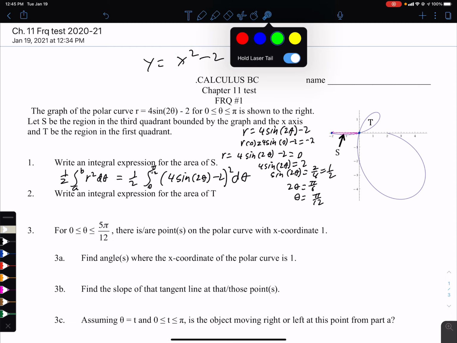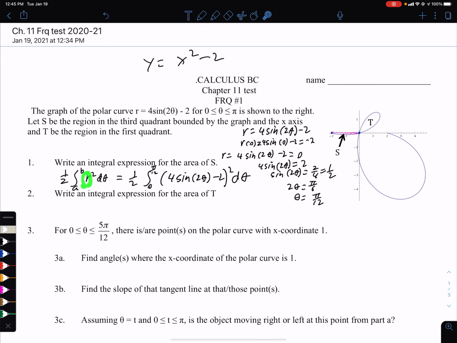So if you leave r, that's not specific. If you just put r squared, I don't like that. You could do this, r of theta equals 4 sine 2 theta minus 2. Technically you could put r of theta squared here, but leaving r is a little sketchy to me. It's like just putting a y. Y is a variable, not a function. So you just got to be careful with that. So that's it for part 1.